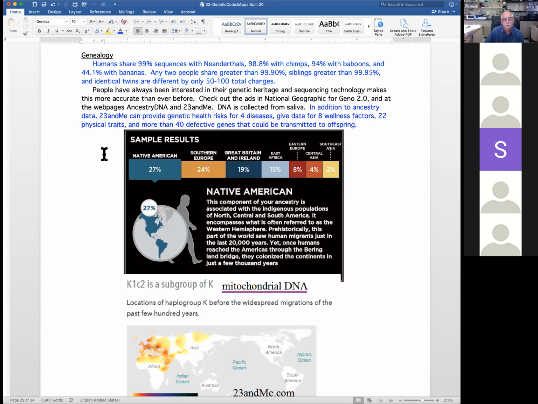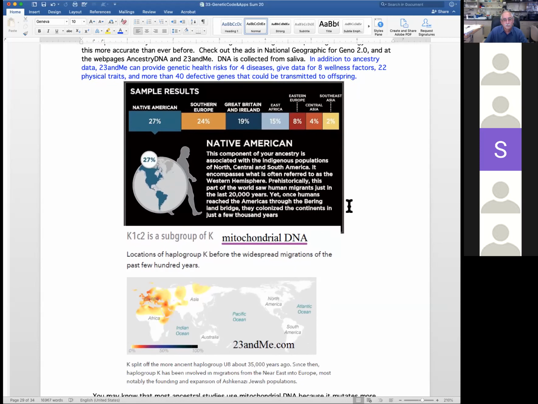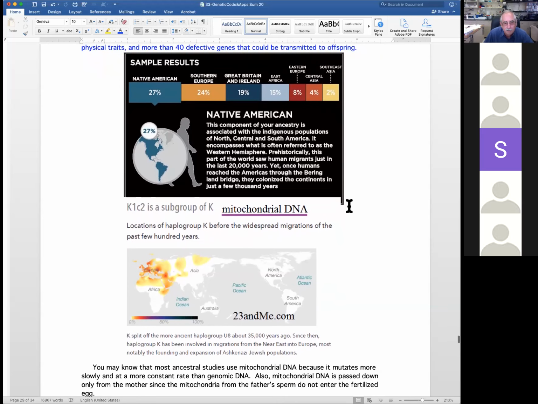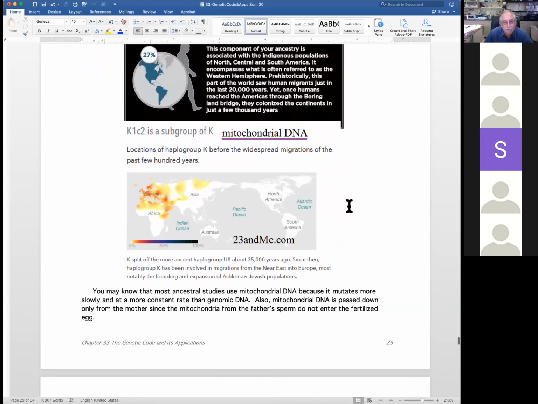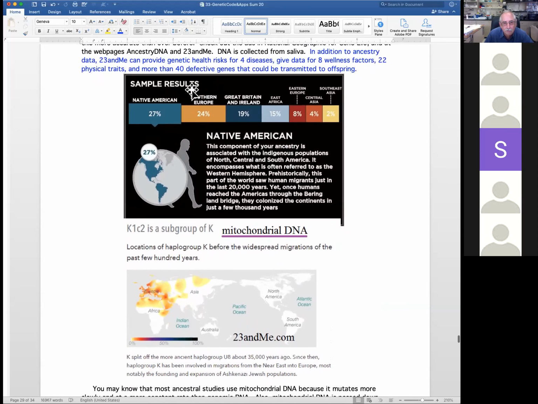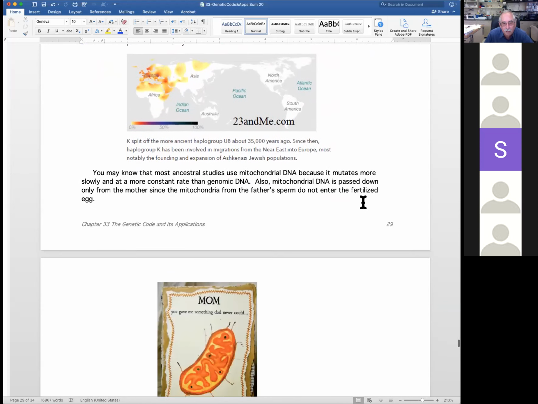Okay, so here's a person. This is where their genealogy came from. And how do they know that? Well, it has to do mostly with mitochondrial DNA, because that's easier to track, mutates more slowly, and has a better or more constant rate of differentiation. So here's another one, 23andMe. I forget where that came from. Anyway, you get the idea. People have done it.